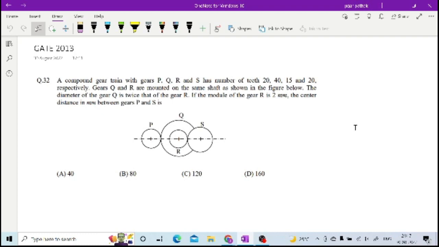Is it B, sir? Yes, yes. How many of you are getting this answer, B? All of you are getting the same answer? Because see, here what you have to first do is, module of R is only provided, right? Module of R is provided as 2 mm. When gears are in meshing, then module will be the same. So for S also it is 2 mm. But for Q you don't know.